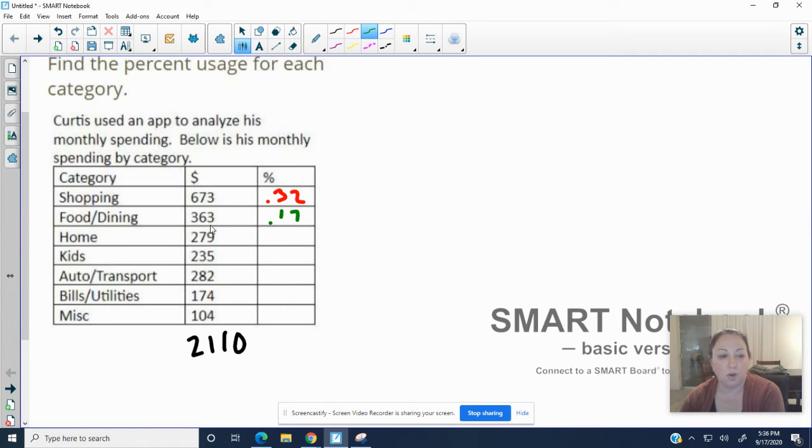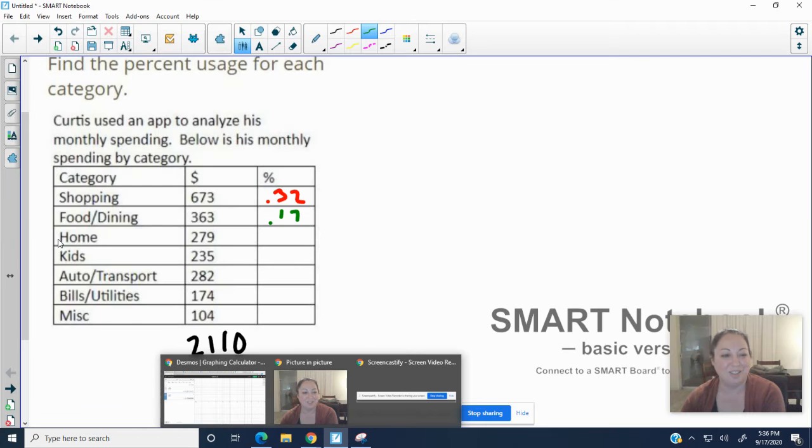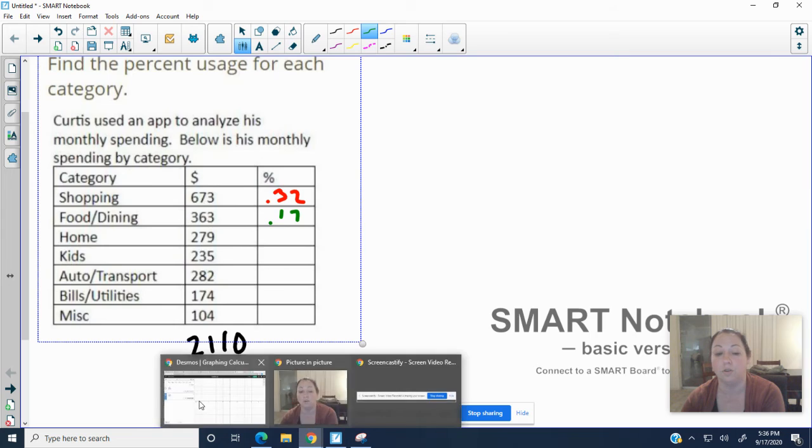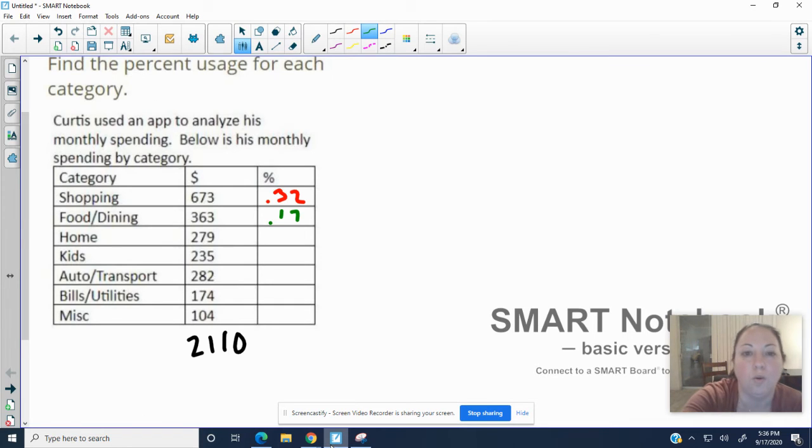Home. So I don't know how this person spends $600 on shopping, but less than $300 on his home, but whatever, I guess that's cool. That's where your priority's at. I feel like these categories are in the wrong order. So we are going to put 279 in, divided by 2110, and all we're doing is rounding that off. So I'm rounding this to 0.13, or 13%.